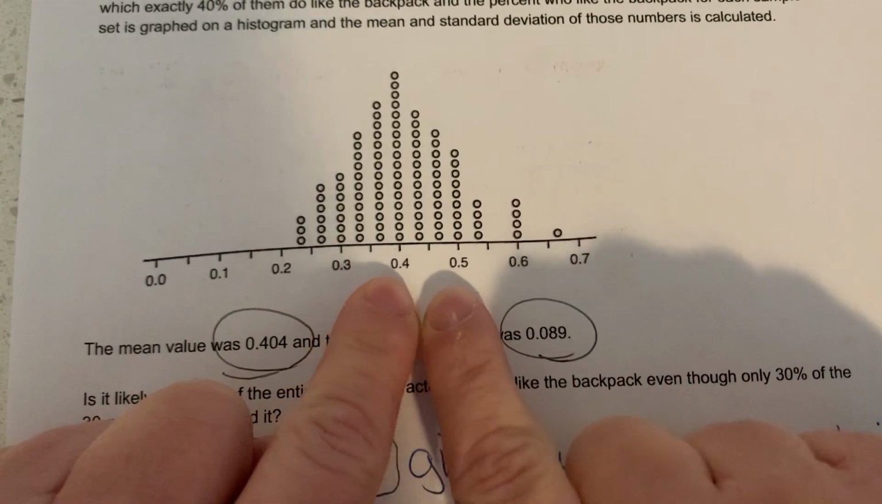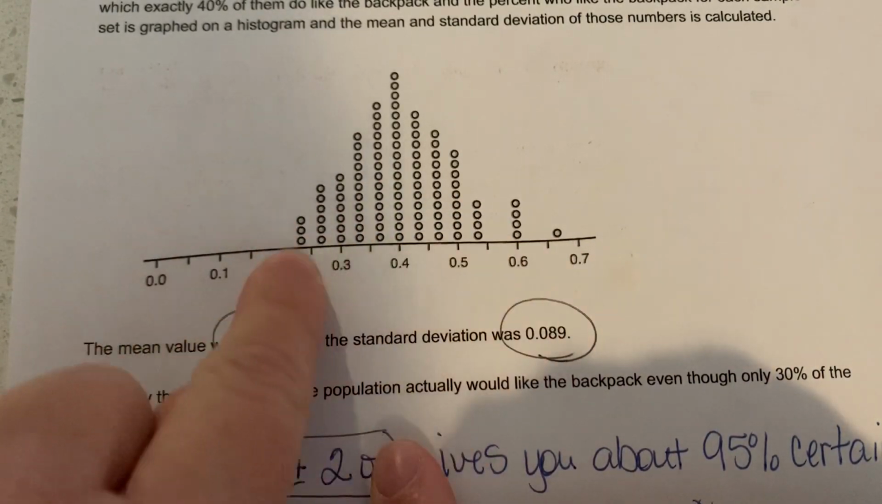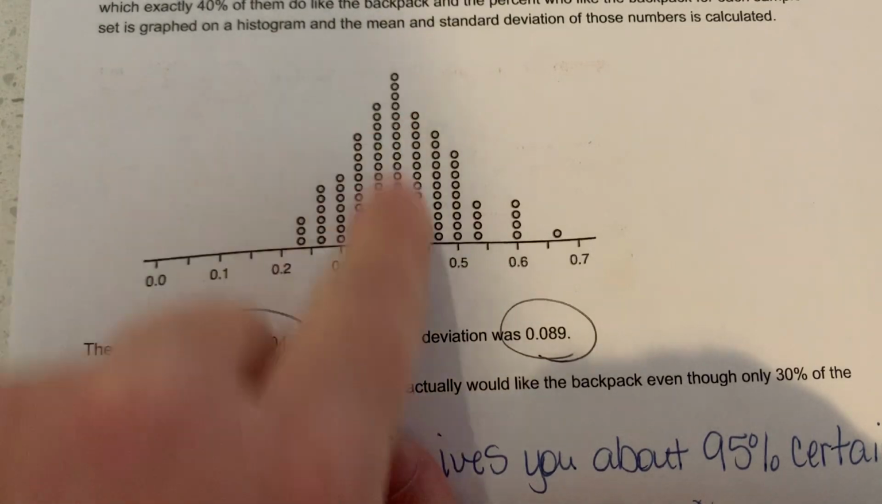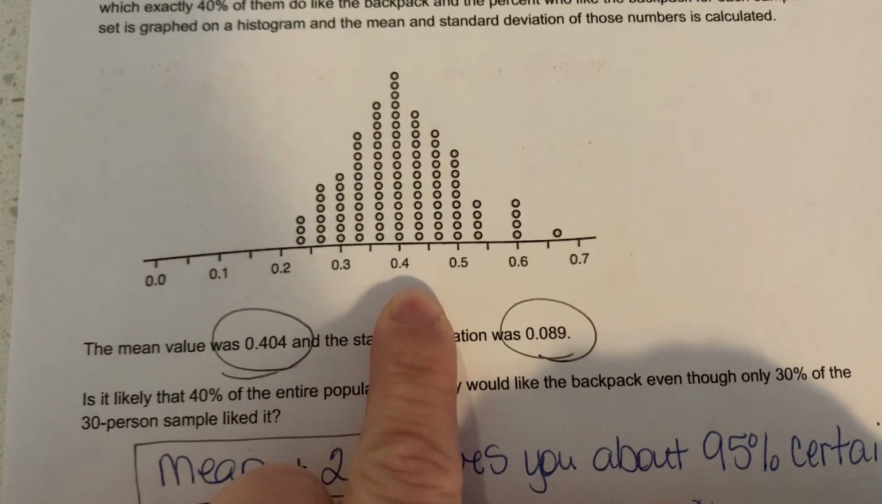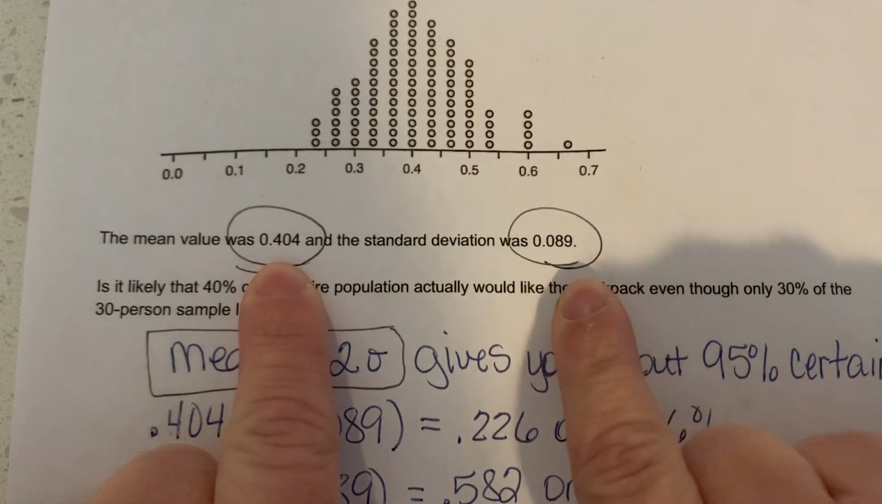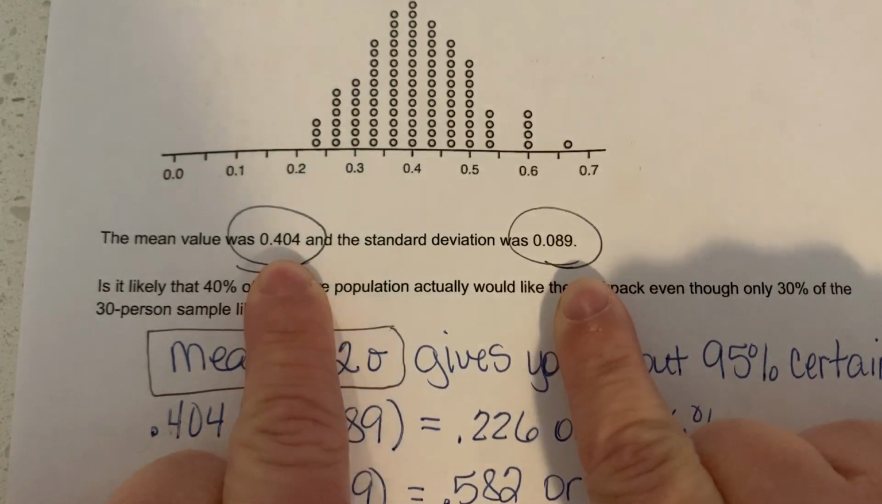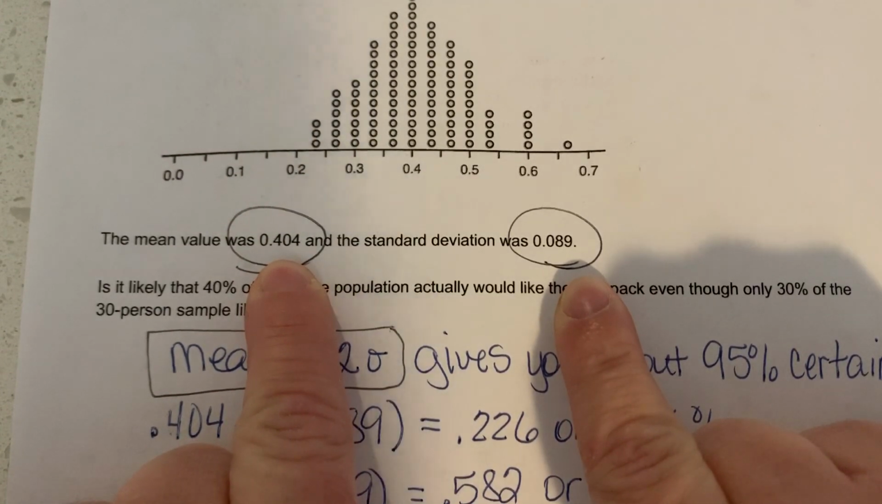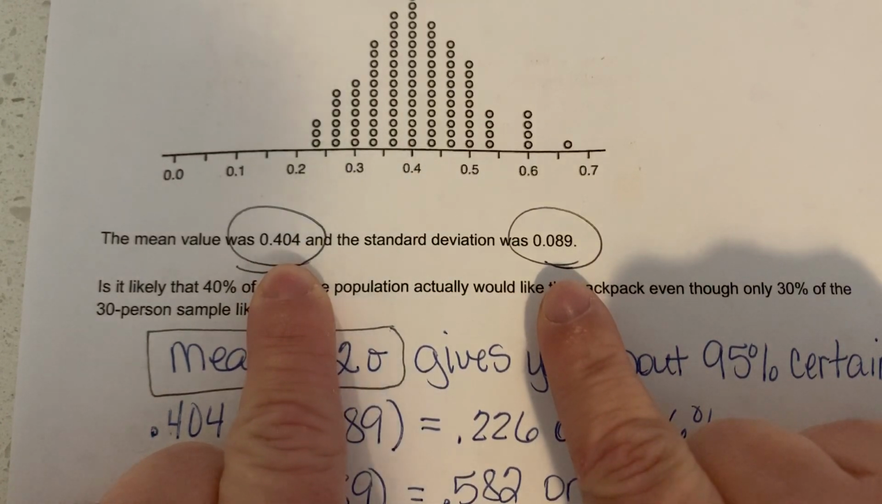If you look up at that chart and go to 40%, not only does it have a reasonable size bar above it, but it actually has the longest bar. So this is the most likely scenario. They calculated the mean and standard deviation for us: the mean is 40.4%, right at 40%, and the standard deviation is about 8.9%, or 0.089. So we can answer the question just by using the picture.